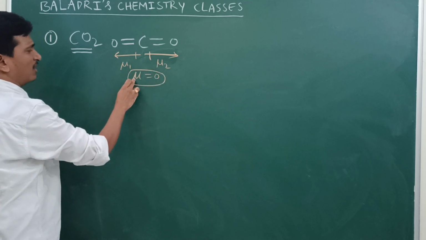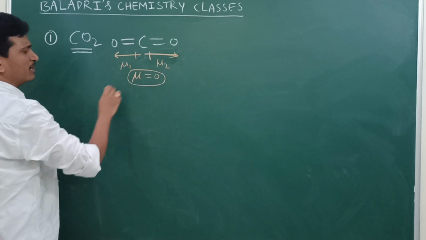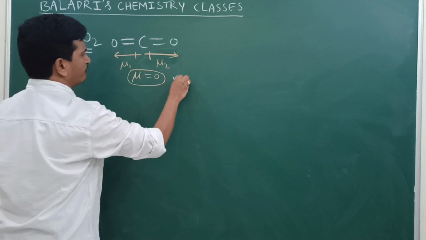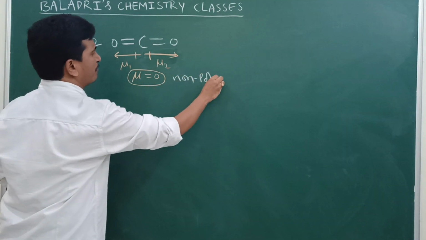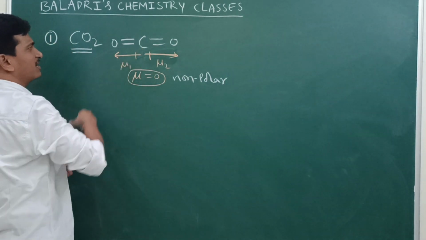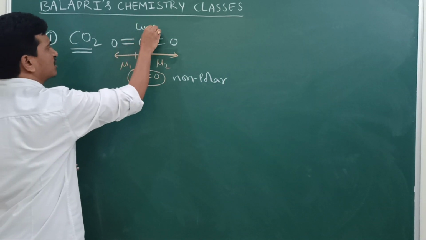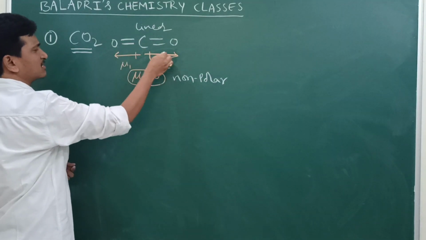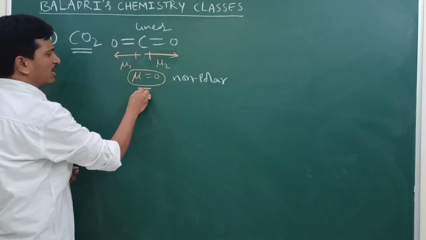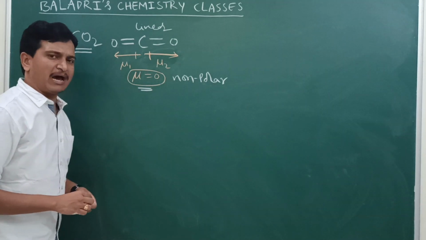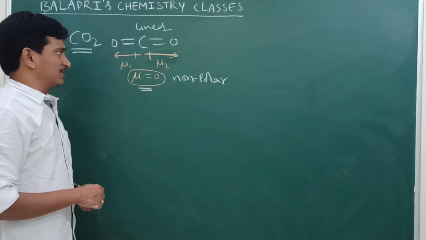When the resulting dipole moment of a molecule becomes 0, the molecule is said to be a non-polar molecule. The carbon dioxide molecule is non-polar because it has a linear shape, and oxygen is more electronegative than carbon, so both vectors are equal and opposite. That's why the resulting dipole moment of the molecule is 0, and carbon dioxide is a non-polar molecule.